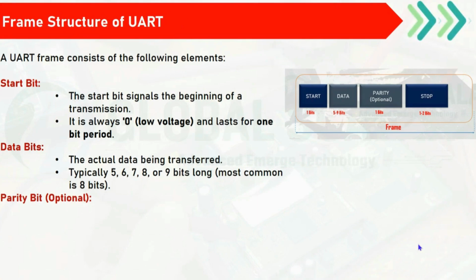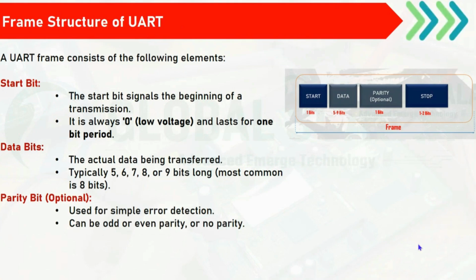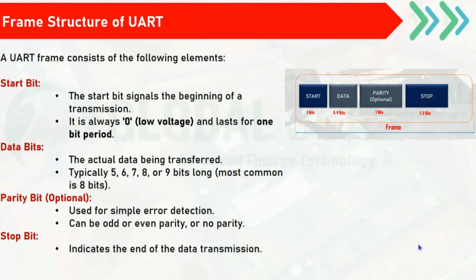The parity bit is optional. It is used for error detection, where odd parity means the number of ones in the transmitted bits will be odd, and even parity means the number of ones in the data bits will be even. No parity means there is no error detection. And coming to the stop bit, it is the end of the frame.